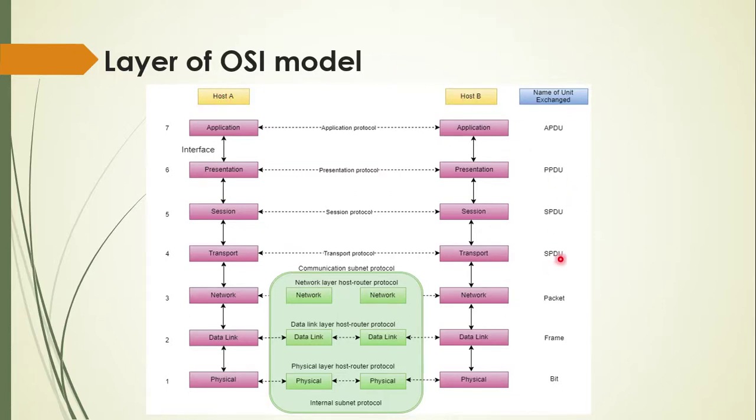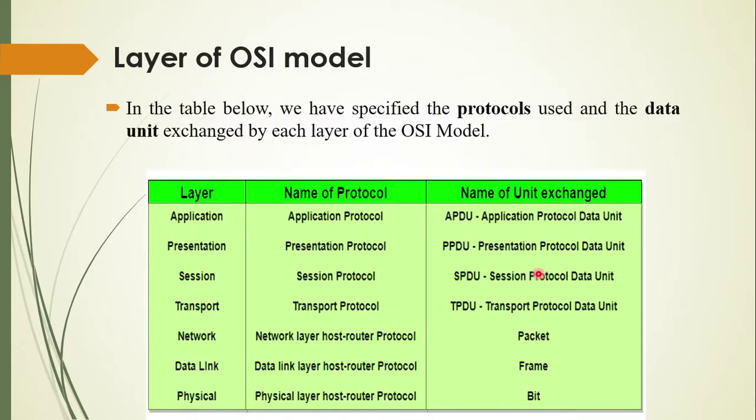Now here we have the name of the unit exchanged, which I will explain later. In the table below we have specified the protocols used and the data unit exchanged by each layer of the OSI model. As I have explained earlier, at the physical layer the data is in the form of bits. At the data link layer data is in the form of frames. At the network layer, data is in the form of packets. At the transport layer, the name of the unit is TPDU, transport protocol data unit. Here the transport layer is used to transfer or transmit the data.